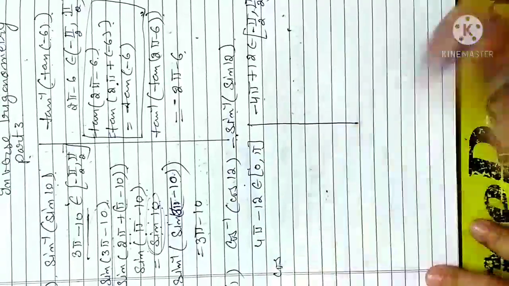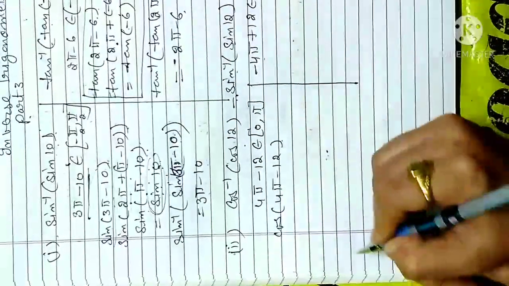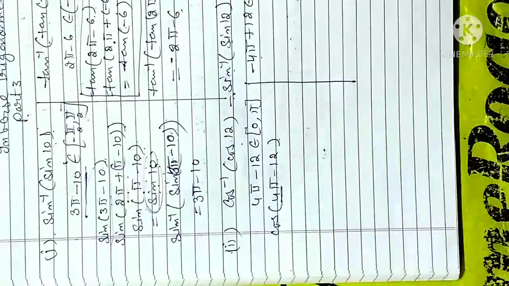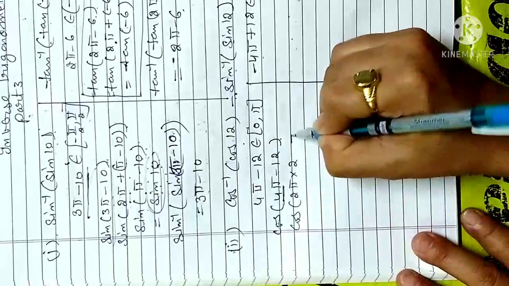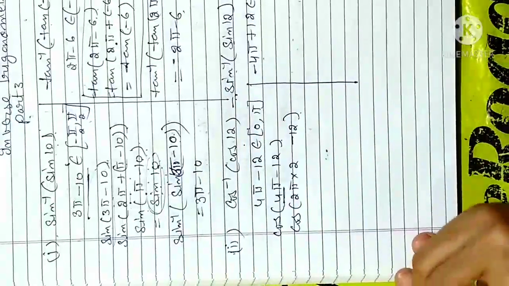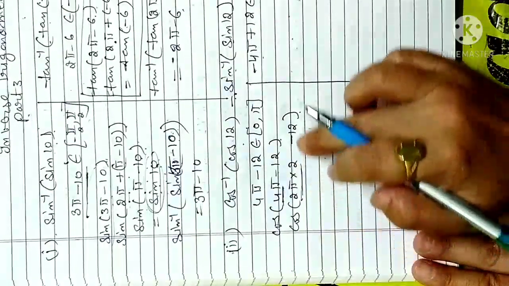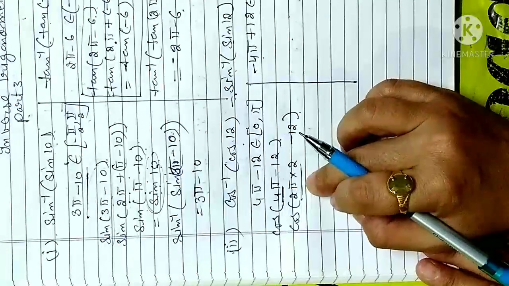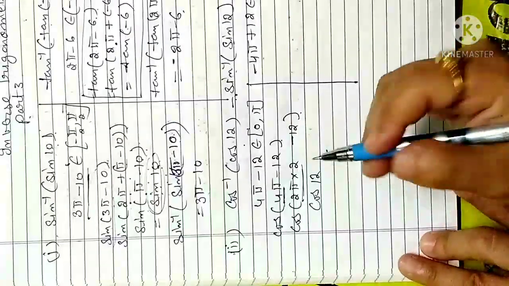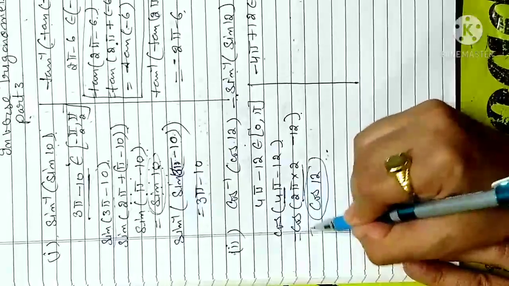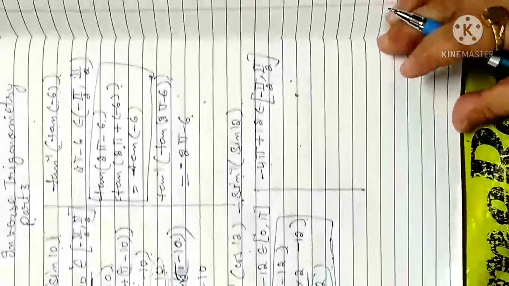So if I apply it here, cos of 4 pi minus 12. Okay, so this is 2 into 2 pi, so 2 pi into 2 minus 12. This again refers to two rounds of 360 degrees, and 360 degrees minus theta is the fourth quadrant, where cos theta is positive, so it will be cos 12. So that means instead of cos 12 I can use cos of 4 pi minus 12.